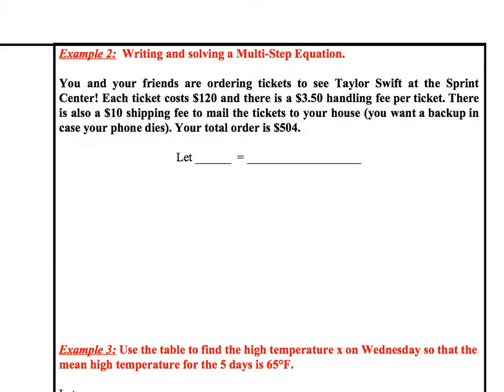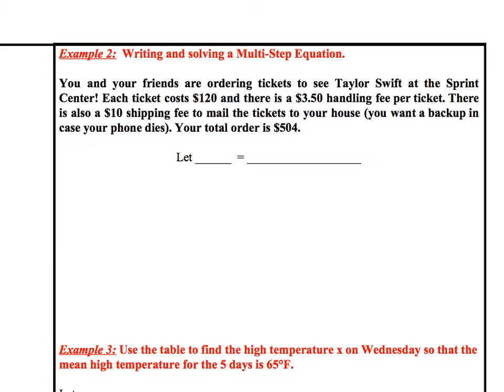Remember we talked about yesterday? The thing that happens over and over or every time goes next to a variable. Whatever happens once or what you start with goes alone. And whatever is your total goes by the equal sign. So you and your friends are ordering tickets to see Taylor Swift at the Sprint Center. Each ticket costs $120, and there's a $3.50 handling fee per ticket. There's also a $10 shipping fee to mail the tickets to your house because you want a backup in case your phone dies. Your total order is $504.